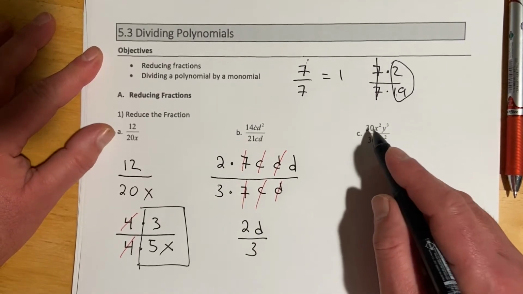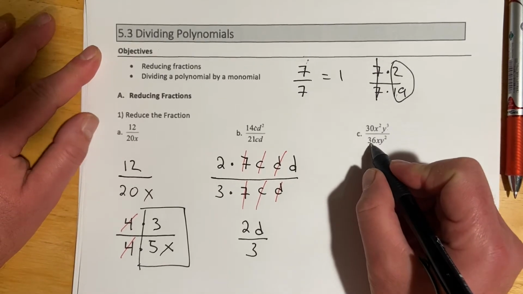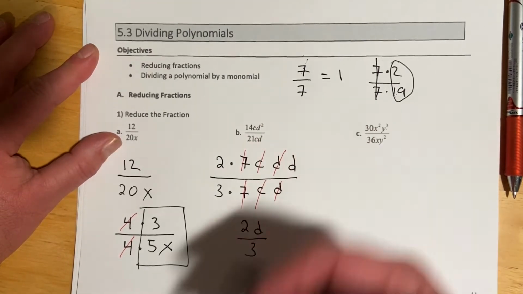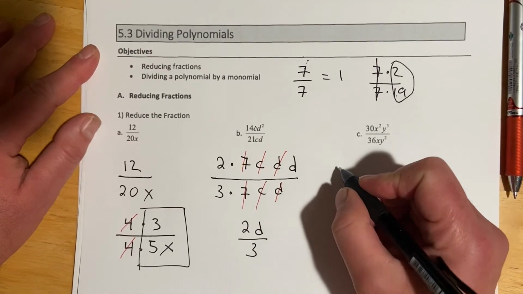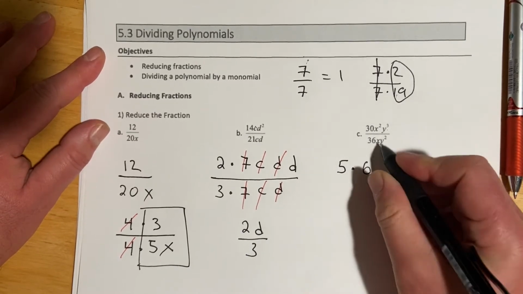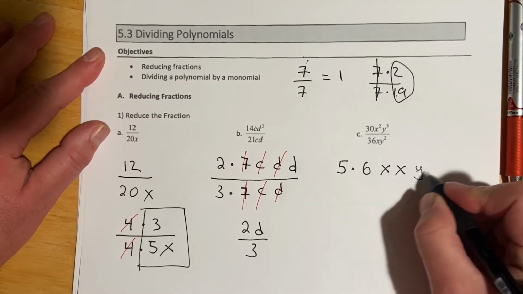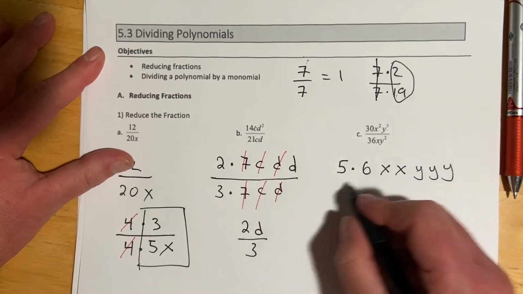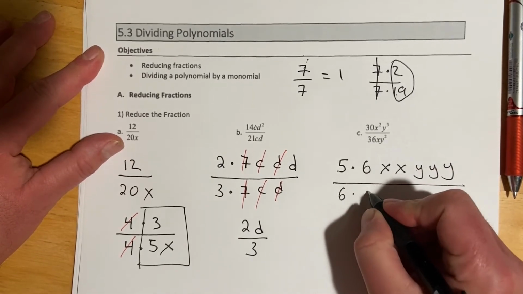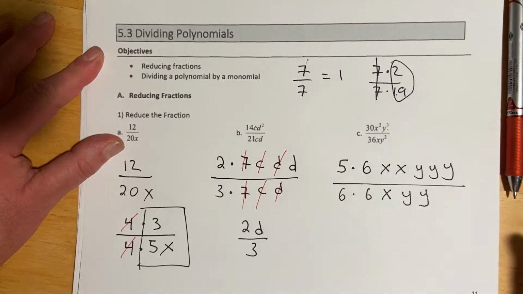Up next we've got 30x squared y cubed, so let me get that written out. Oh, and then 36 is also coming up. With that 30 and 36, it's going to be a 6, right? That's the biggest thing that goes into both. So I'm going to write that 30 as 5 times 6. I've got a pair of x's, so let me write x and x, and y cubed as y, y, y. Again, we'll come up with a better version in the next chapter. 6 times 6, x, and y times y.